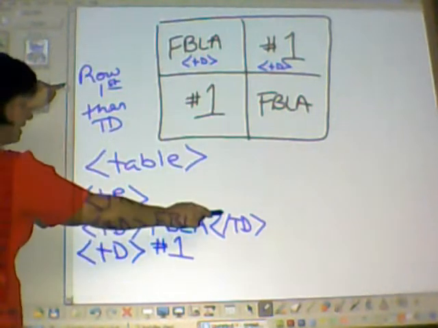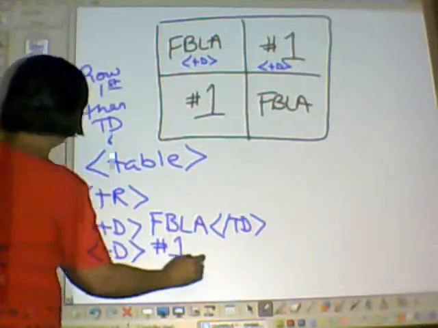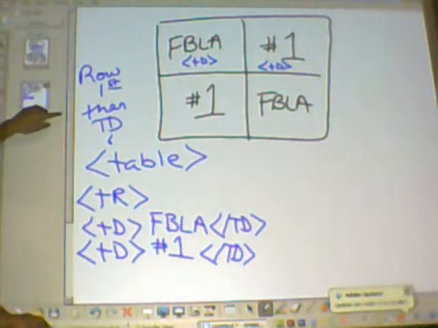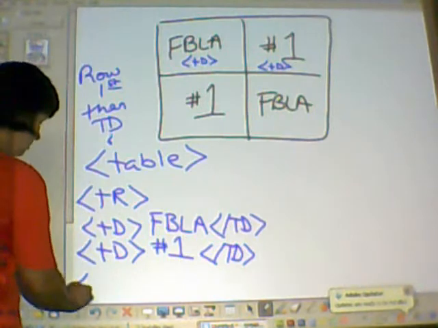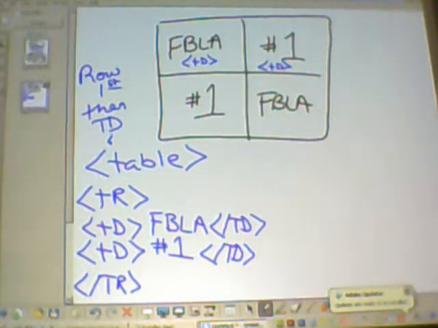So I got FBLA in that table data, start new table data, number 1 in that table data. Am I done with my row? Yes? End your row, table row. Do I need to end my table? Not yet? No. Not yet, because we have another row, don't we? Okay, well let's continue on with the second row.